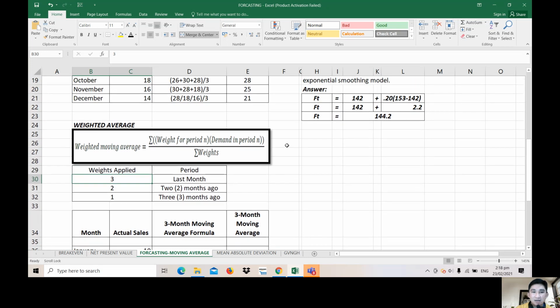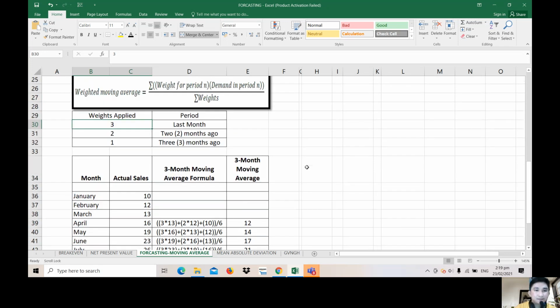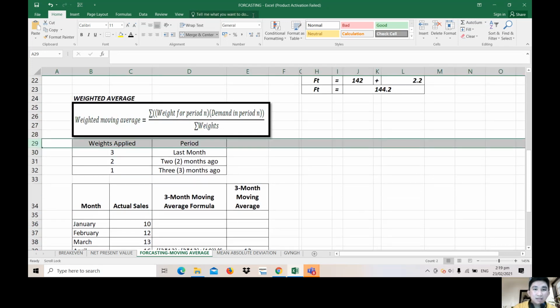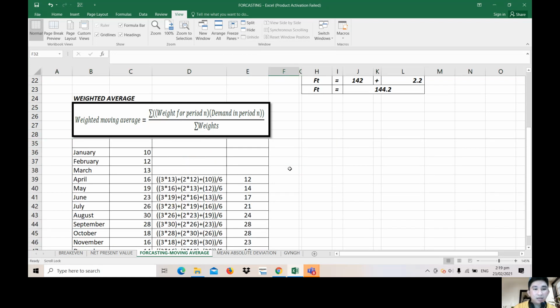Okay, ano bang magiging formula niyan, sir? Weight of the period, okay, then times demand in the period and over the weights. Okay, so ganito yan. That's how you do it. If you freeze muna natin to para makita ninyo ang formula. Okay, yan. So 3 months pa din ang gagamitin natin, from the month of January, February, March. So April yung magiging forecast ano natin, month. So sa April, gagamitin natin yung 3 periods or 3 months, 10, 12, and 13.